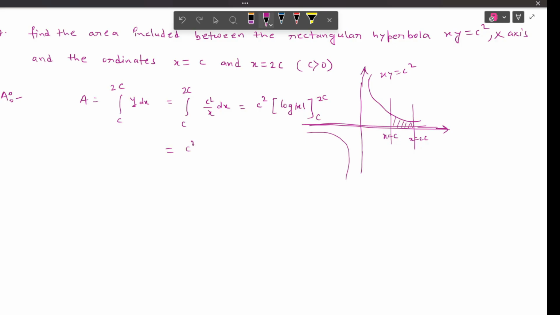Now we put the limit, this would be log of 2c minus log of c, and c is greater than 0 is given. So that's why we have omitted the mod now, because we have confirmed that c is greater than 0. It is given. So log a minus log b is log of a by b. So this would be log of 2c by c. That means c square log of 2 is the answer. Okay.